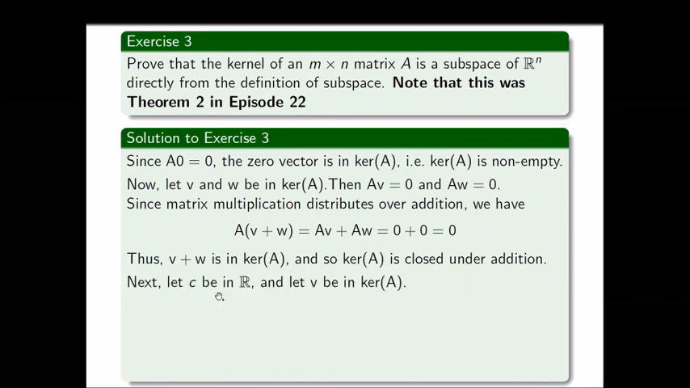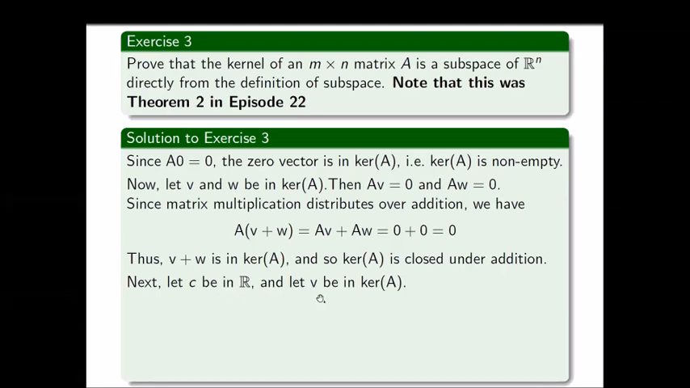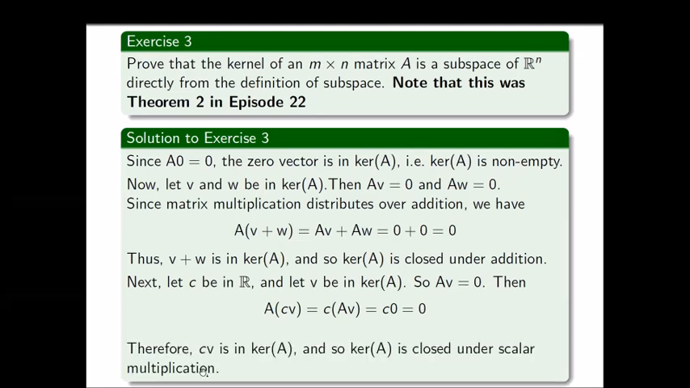Next, let C be in R, and let V be a vector in the kernel of A. Then, just by definition, AV is 0, and therefore A times CV, which is just C times AV, ends up being 0 as well, which means that CV is also in the kernel of A, and therefore the kernel of A is closed under scalar multiplication. And we conclude that the kernel of A for any given matrix A is a subspace of Rn.